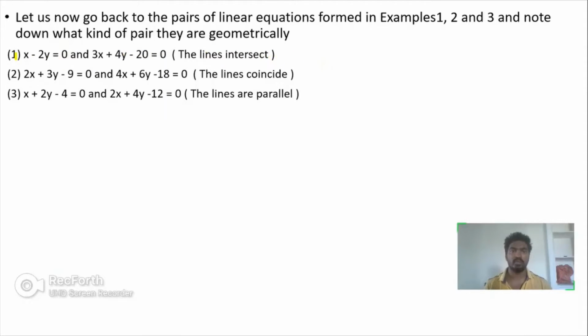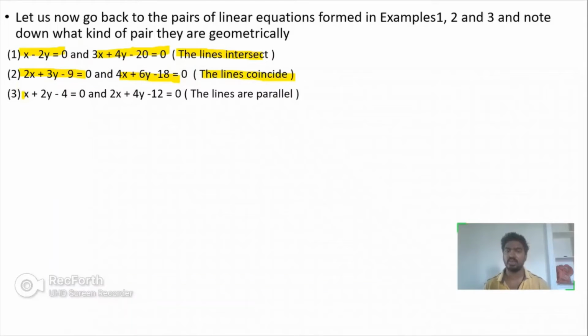In that, we can frame equations as x minus 2y is equal to 0 and 3x plus 4y minus 20 equal to 0. And we can clearly observe that in the graph formed by using these two equations, the two lines intersect with each other. And in the second example, that is purchasing of pencils and erasers, we can form two equations as 2x plus 3y minus 9 equal to 0 and 4x plus 6y minus 18 equal to 0. While plotting these two in a graph, we can clearly see that these lines are coincident with each other.